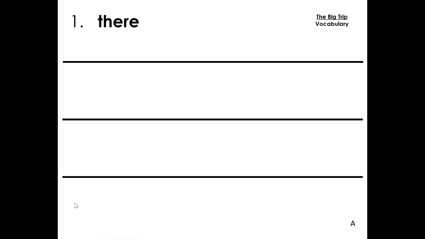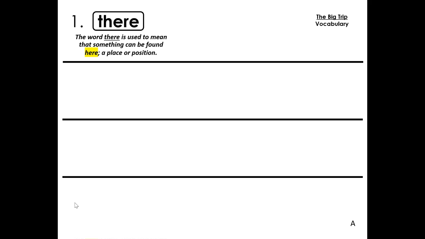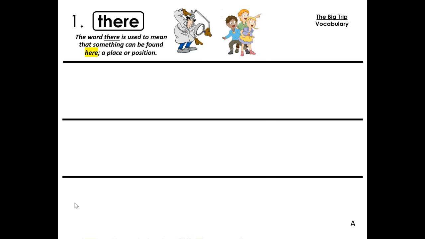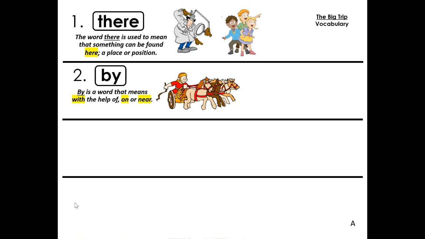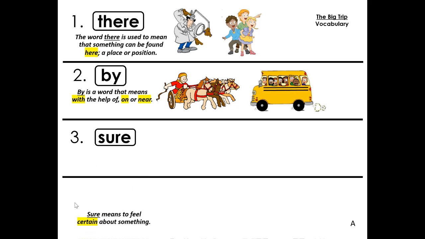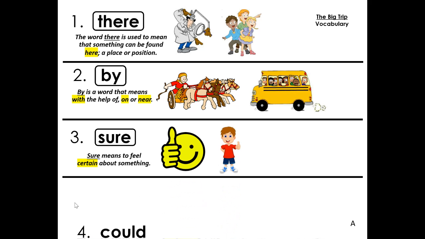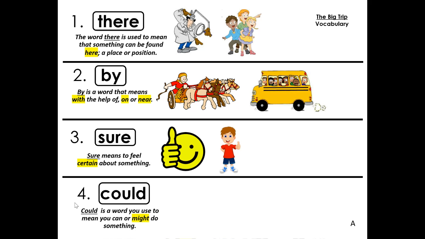All right, let's review our words. Number one, there. The word there is used to mean that something can be found here, a place or position. Number two, by. By is a word that means with the help of, on, or near. Number three, sure. Sure means to feel certain about something. And number four, could. Could is a word you use to mean you can or might do something.